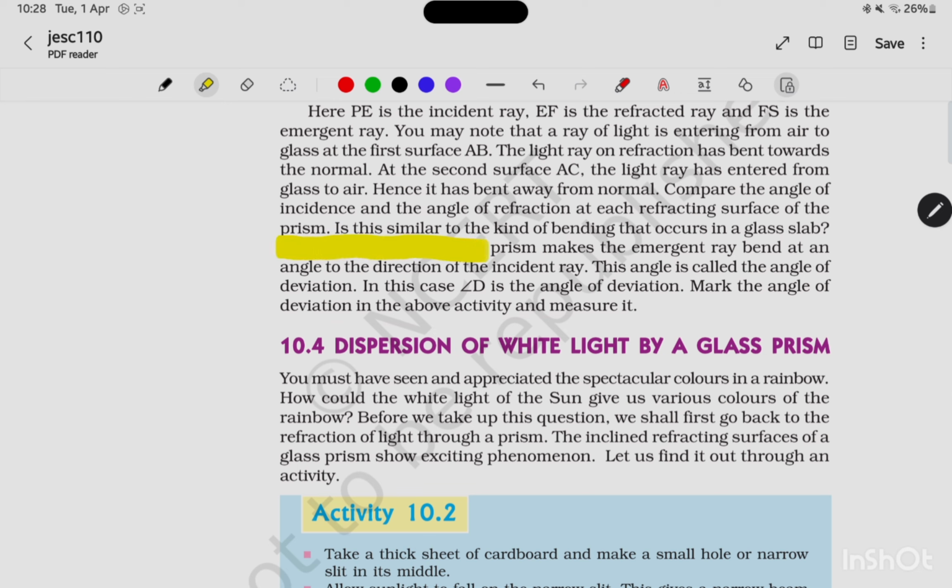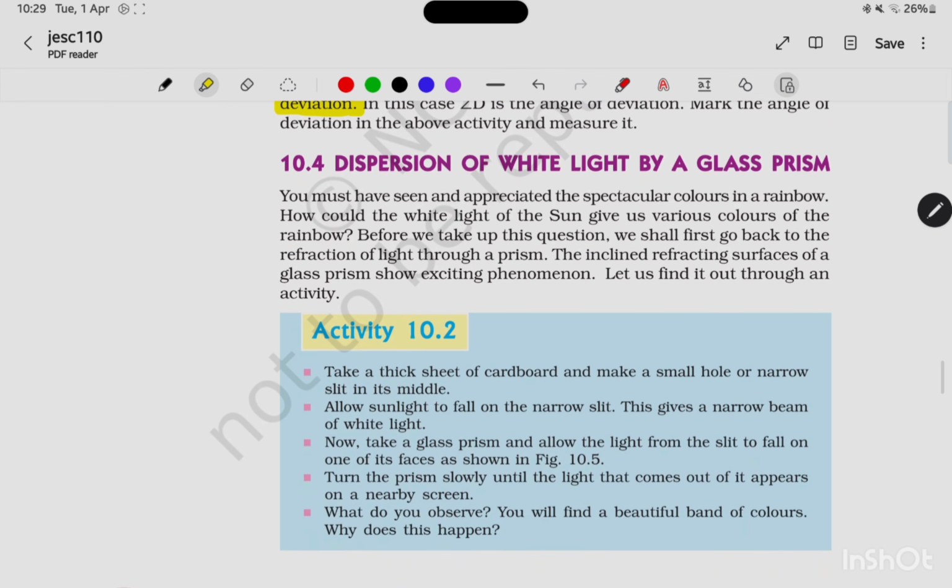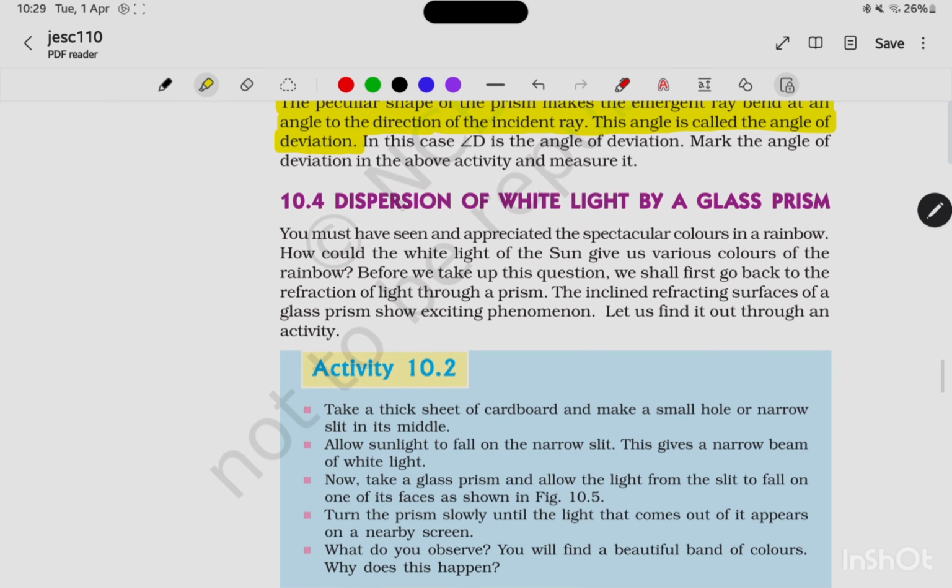The peculiar shape of the prism makes the angle of emergent ray bend at an angle to the direction of the incident ray. This angle is called the angle of deviation. Okay. Dispersion of white light by glass prism.